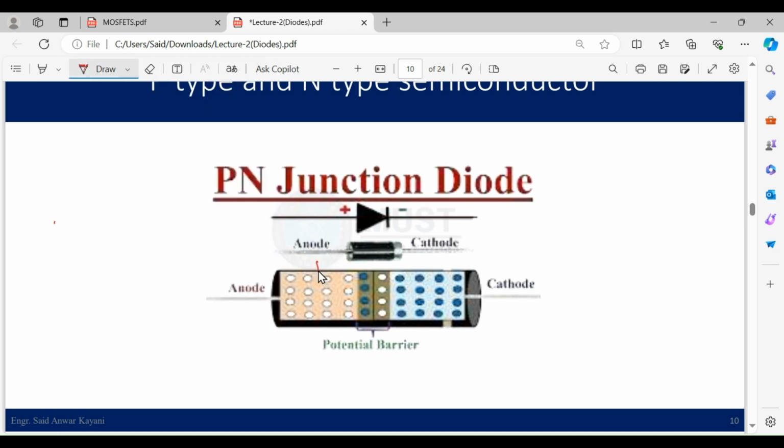Okay, this is P type and this is N type. On the P side we have a majority of holes, on the N side we have a majority of electrons. During its construction, diffusion will occur, and some electrons jump from this side to this side and make a small depletion region. And there are holes left when the electrons jump from this side to this side.